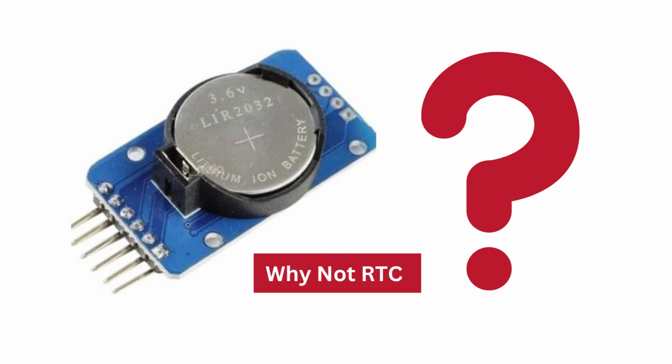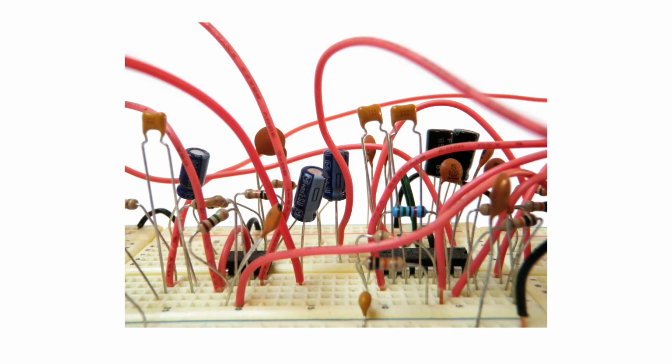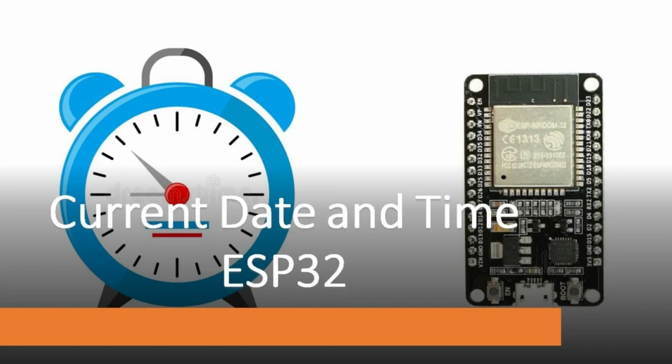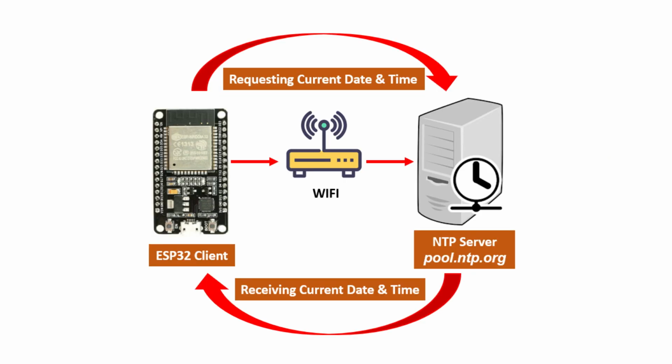Now you might be wondering, why not just use the RTC module? Well, they can also be expensive and require additional wiring and programming. By using ESP32 built-in Wi-Fi capability and connecting to the NTP server, we can easily obtain the current time with minimal hardware and software setup.